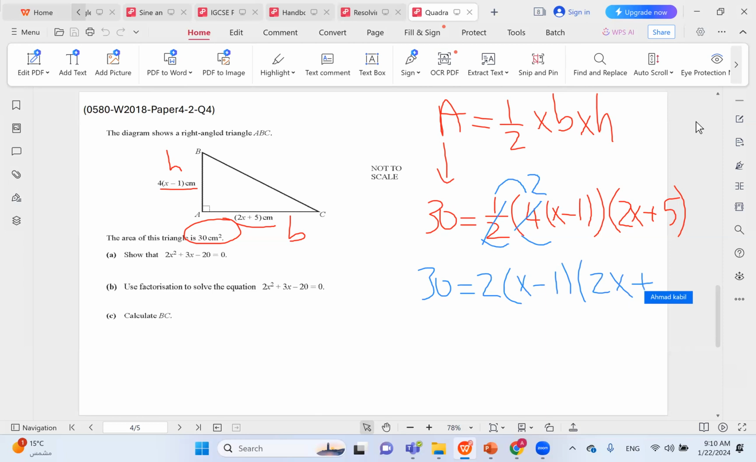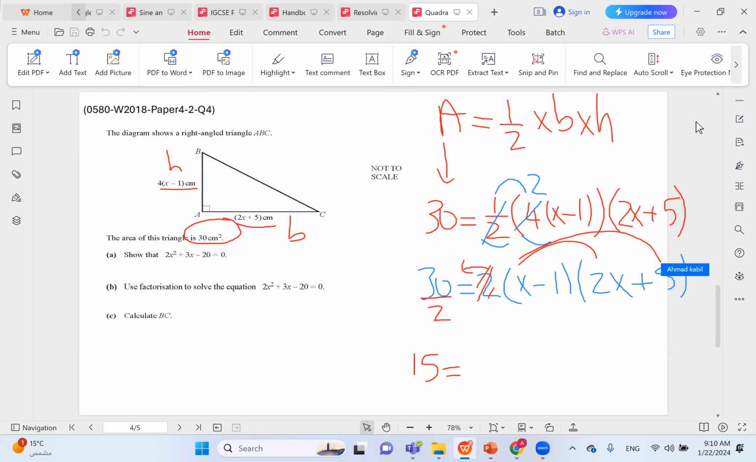What would you do first? Would you distribute the 2 first, or would you multiply the brackets, or would you divide 30 by 2? The smartest way to do this is honestly to get the 2 to the other side and just divide. You just do 30 over 2, because then you don't have to distribute the 2 and it's less work. So you just have 15 and you don't have that 2 anymore. And then you just expand these 2 brackets the normal way.